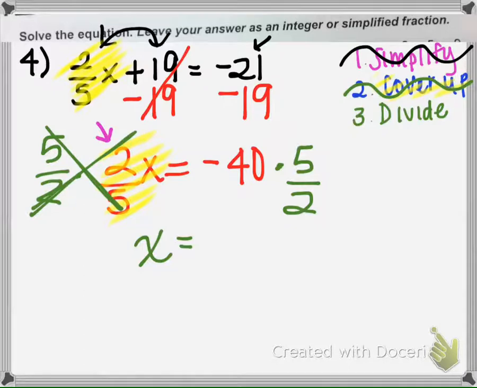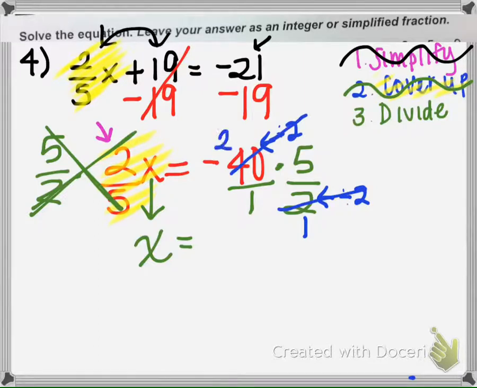Again, this cancels out, just leaving us the x. And then here we're multiplying 5/2 by 40. Now remember, when you're multiplying with fractions, you are allowed to cross simplify. So you look at this denominator here and the numerator here, and I know that 2 goes into both of them. So I'm dividing by 2 here to make that a 1, and I'm going to divide the 40 by 2 and make that 20.